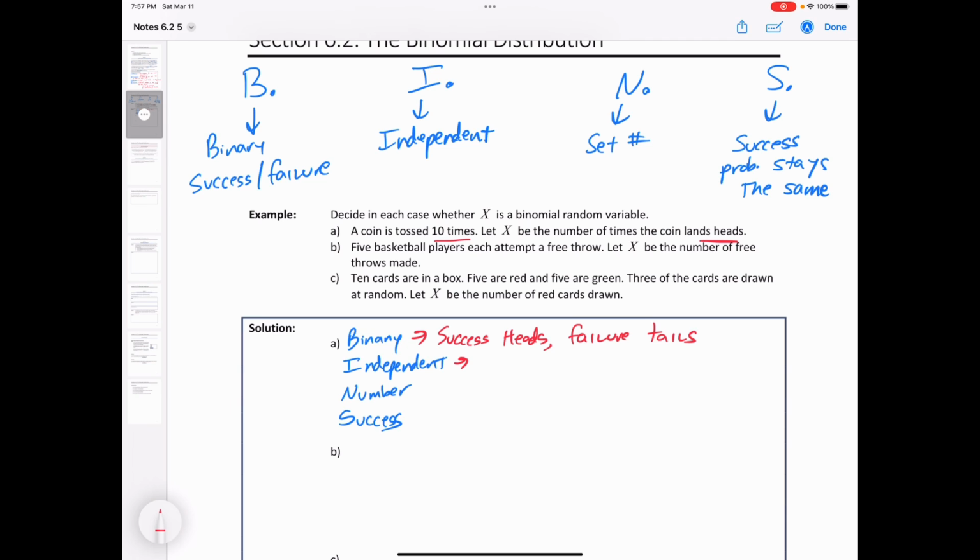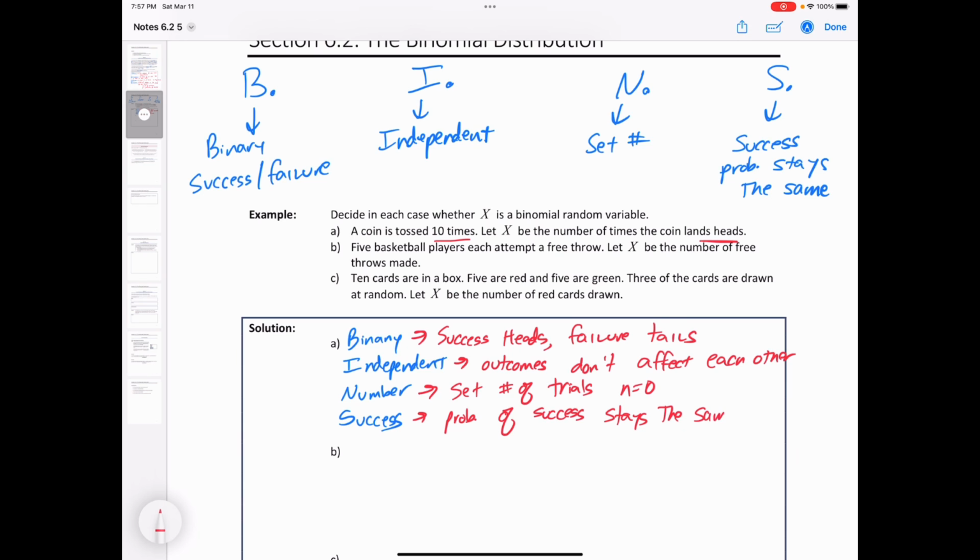It's independent because the different outcomes don't affect each other. There is a set number of trials. You're going to toss it 10 times. And the probability of success stays the same. Each time your probability of success is going to be 0.5 that it lands heads. So this is binomial. N is 10 and P is 0.5.